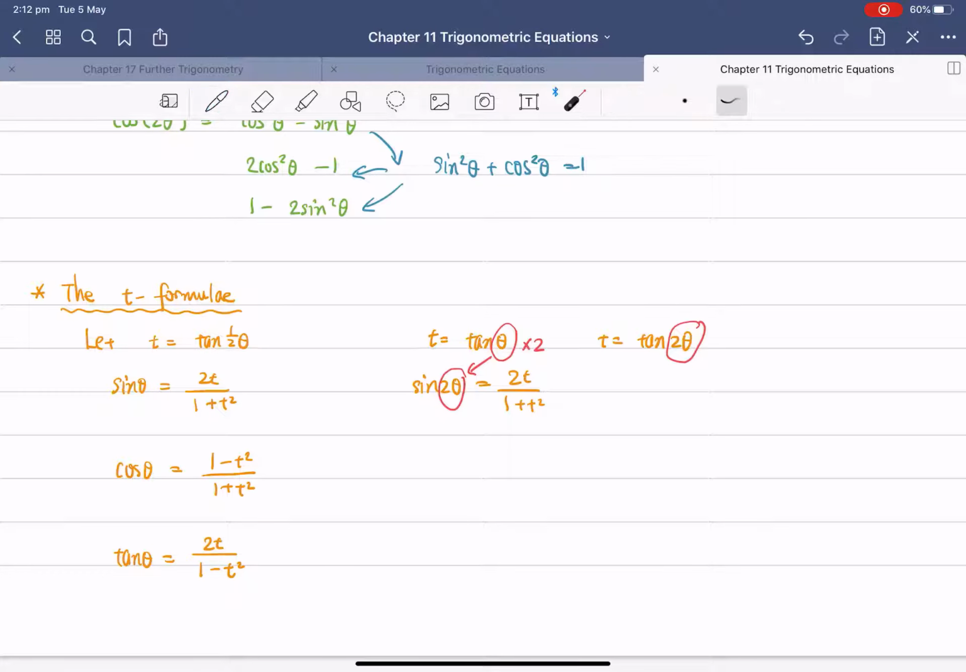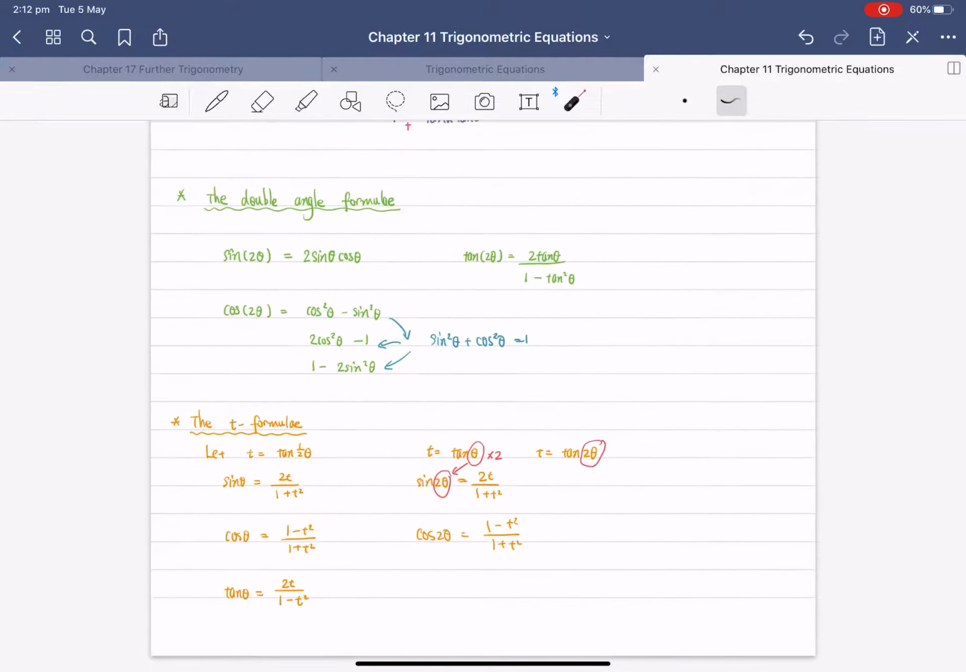But something that you need to be careful about is, usually for the T formula, I like t to be tangent half theta, okay? But sometimes with questions, you can let t be tangent theta. So as you can see here, instead of half theta, it's actually theta. So if that's equal to theta, then that means you can have tangent sine 2 theta equal to 2t over 1 plus t squared, and then cos 2 theta equals 1 minus t squared over 1 plus t squared. So as you can see here, the formula stays the same. The only difference is you just need to make sure that you let t equal tangent theta.